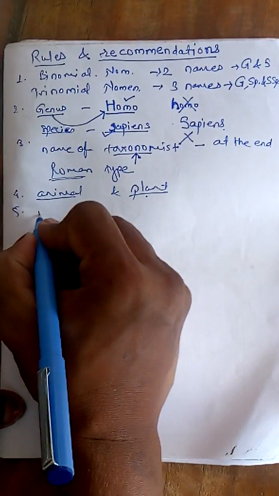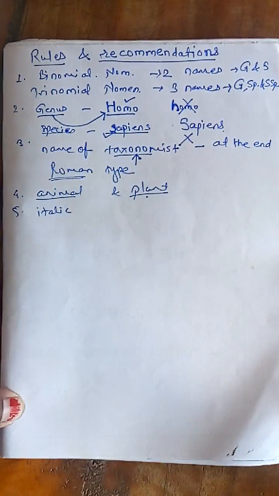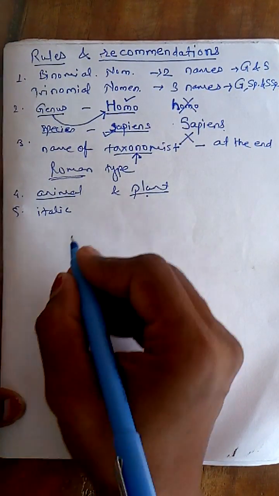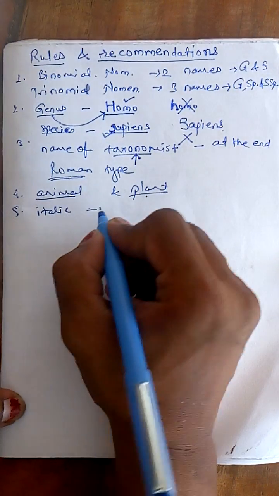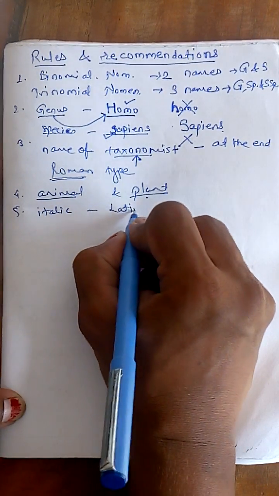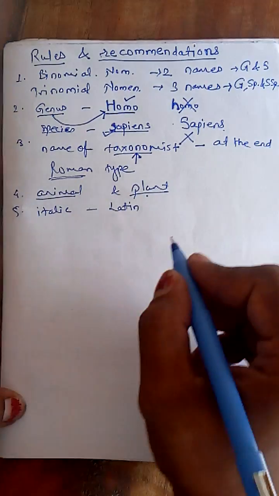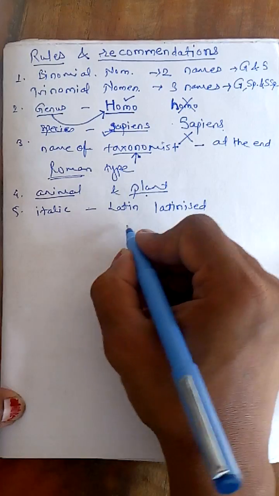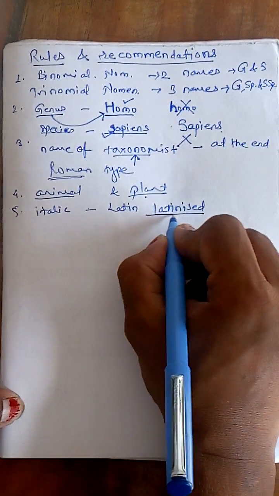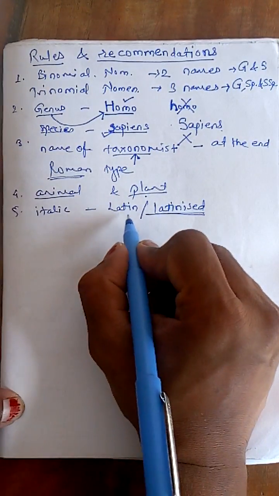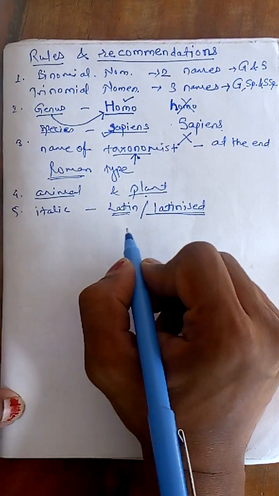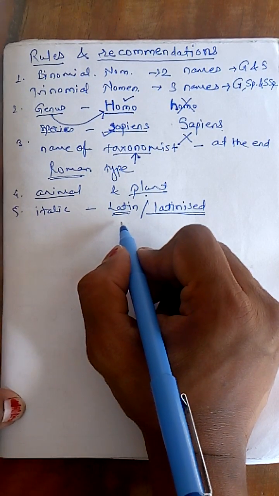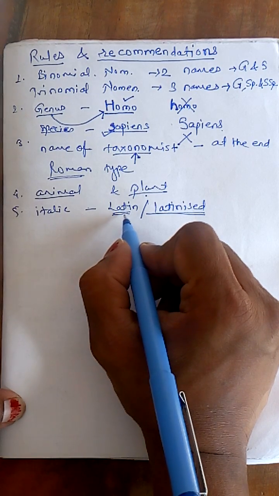The next rule is the scientific name should be printed in italic form. We already discussed that. And that word may be present in the Latin language or it may be Latinized. Okay, it may be Latinized afterward. So that word is present in Latin, and it will be a meaningful word.